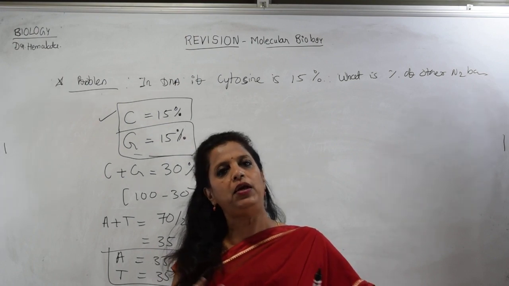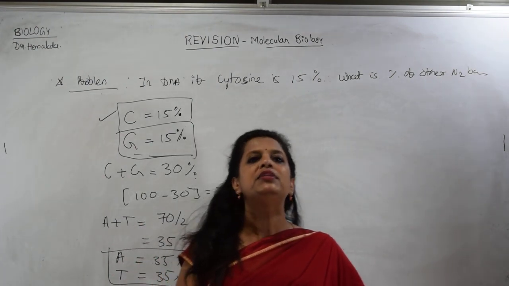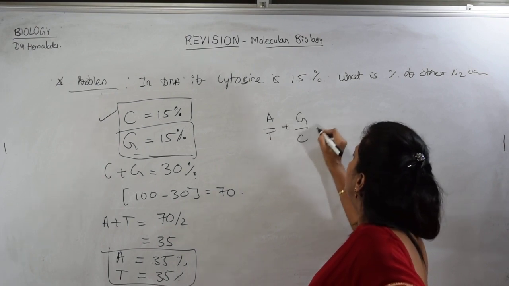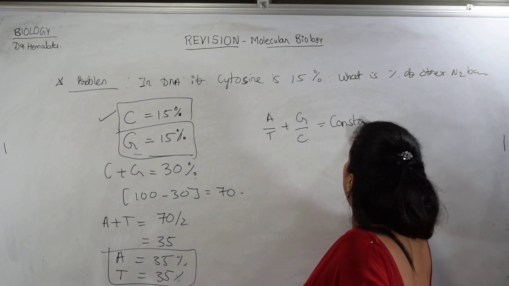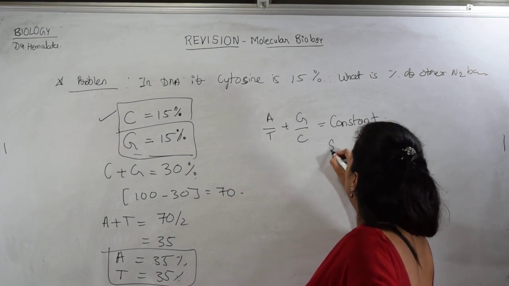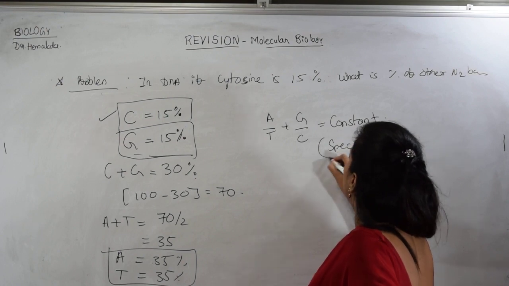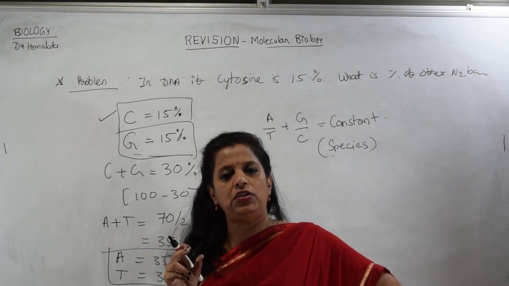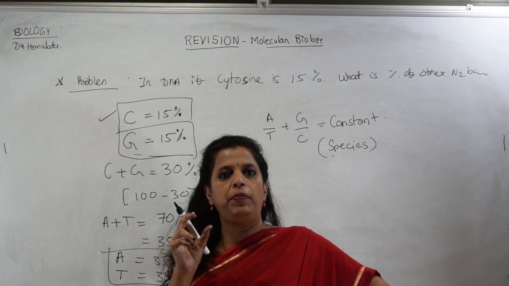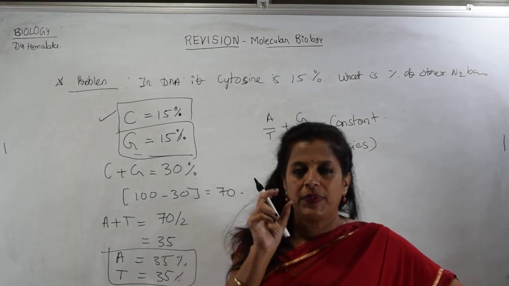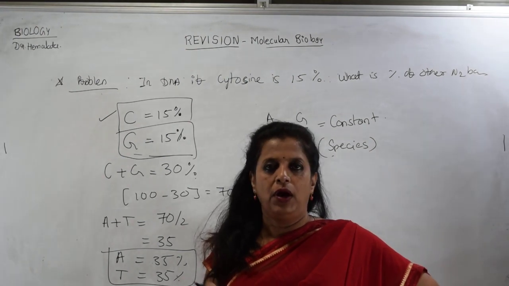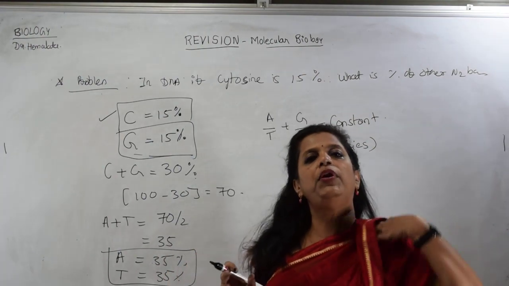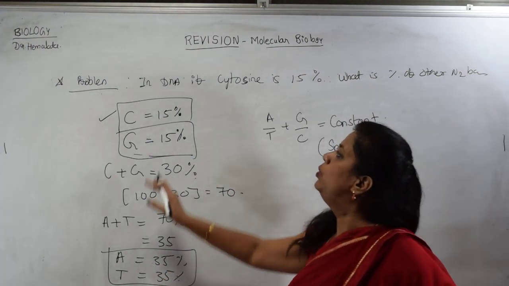Means the amount of adenine should be equal to the amount of thymine, guanine must be equal to cytosine. And one more thing, A by T plus G by C will be a constant number, where every species has a constant number. It will not vary. Right? Therefore, the total amount of ATGC is a constant number you have to learn according to that base pair equality rule. For human beings and all, there will be some constant number. Right? It does not simply vary. Okay? That's about the base pair rule.